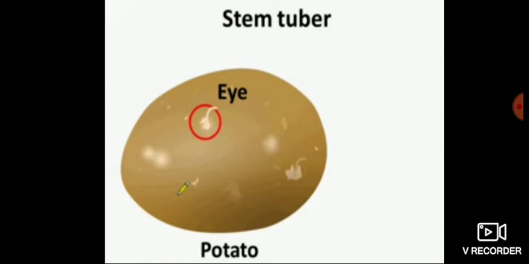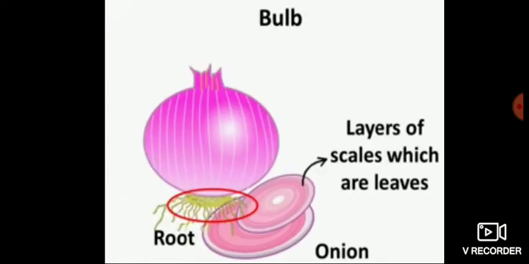It's an example of tuber. So you can see here the picture of onion. Onion is a modified stem, an underground modified stem. We see the base of the onion has roots. The onion has an underground stem. It's called bulb.